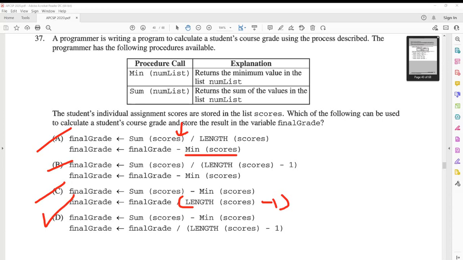Is that okay? You take out the minimum, but you also need to take out one score. That would be the average. Is that okay?